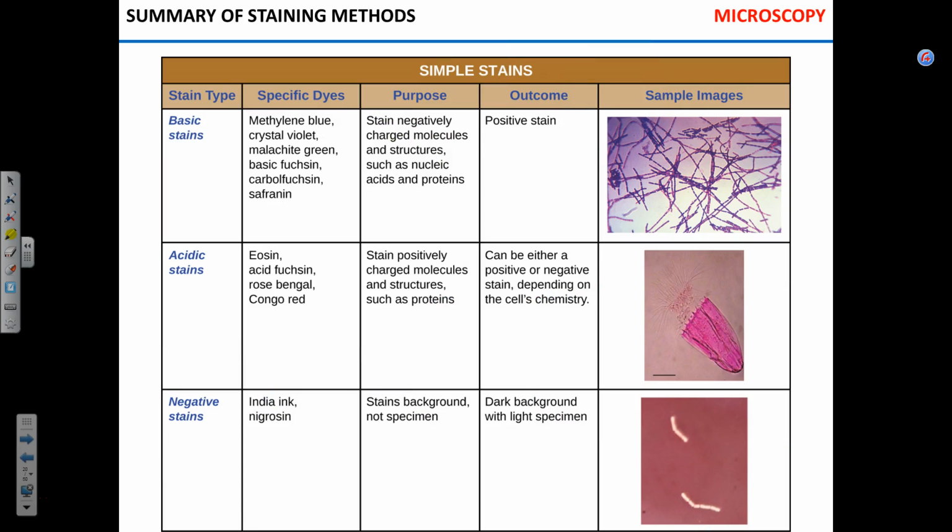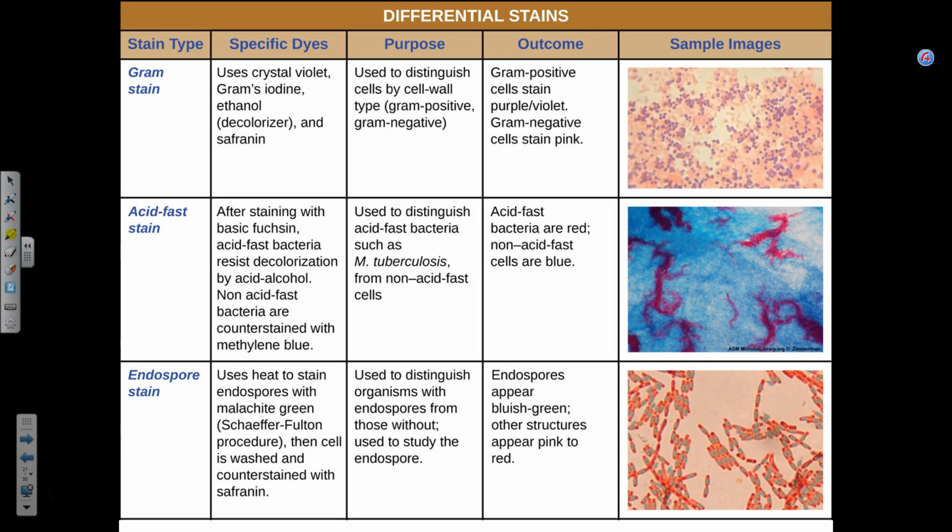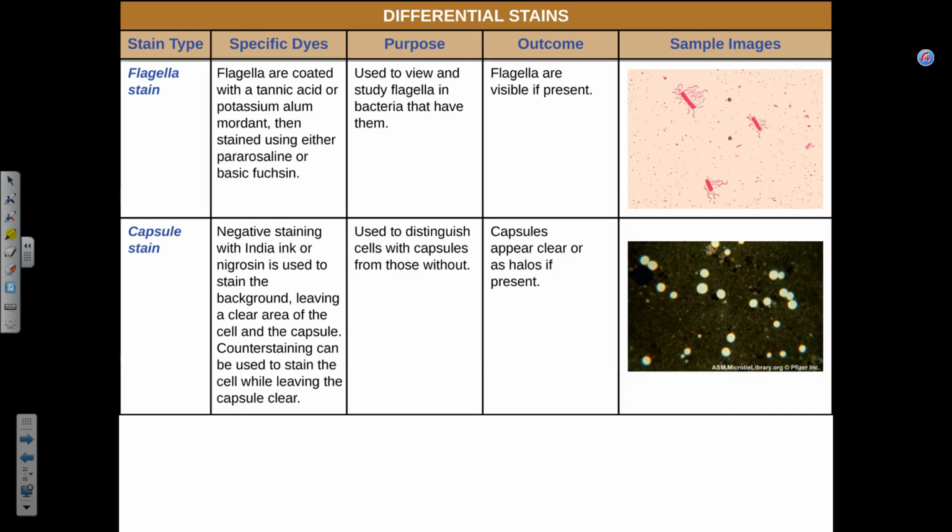I'm not going to go through the summary. This table is for your reference, okay? You will see pretty much the same pictures, all the same pictures, except for the capsule stain. For capsule, the picture is different, okay?